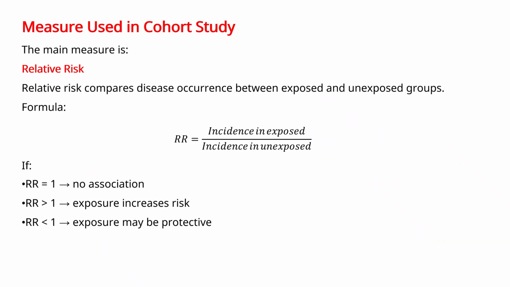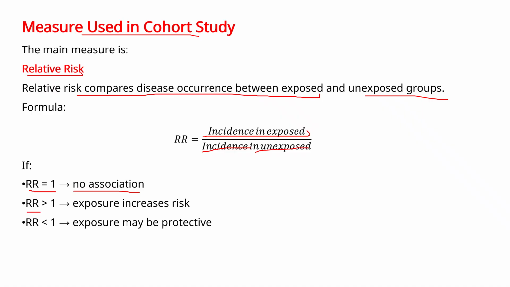Now let's know about the measure used in cohort study, that is relative risk. Relative risk compares disease occurrence between exposed and unexposed groups. The formula for relative risk is incidence in exposed group divided by incidence in unexposed group. Let's take the example of smoking and lung cancer. If the relative risk is 1, there is no association. That means smoking and development of lung cancer has no association.